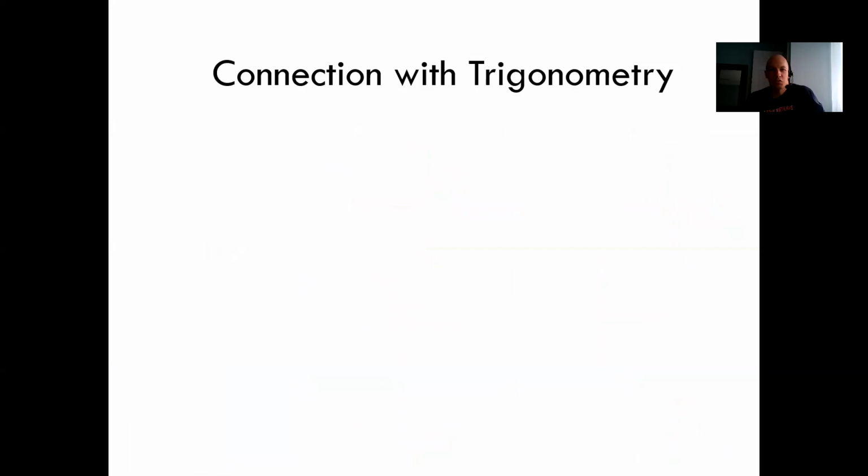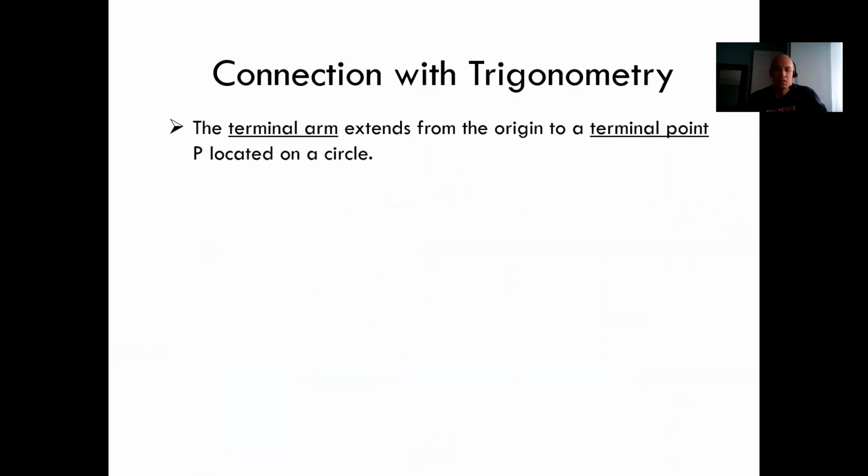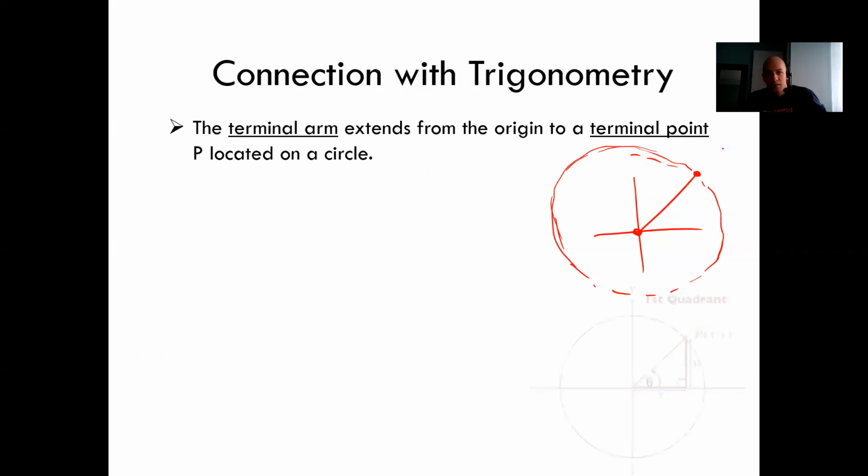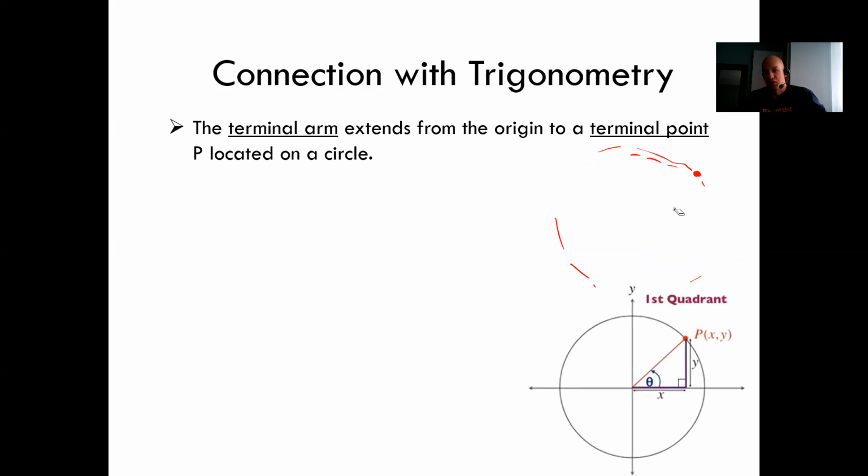Okay, the connection that this all has with trigonometry. So the terminal arm, that little thing I've been drawing, actually has a name. That's called the terminal arm, and it extends from the origin all the way out here, and it ends at some point here, which is the terminal point. And if you think about this, it's kind of located on a circle, because as this terminal arm spins around, it's going to trace out points on a circle. There's a much better picture of it. So the idea is that terminal point right here, terminal point P, can spin around in a circle.